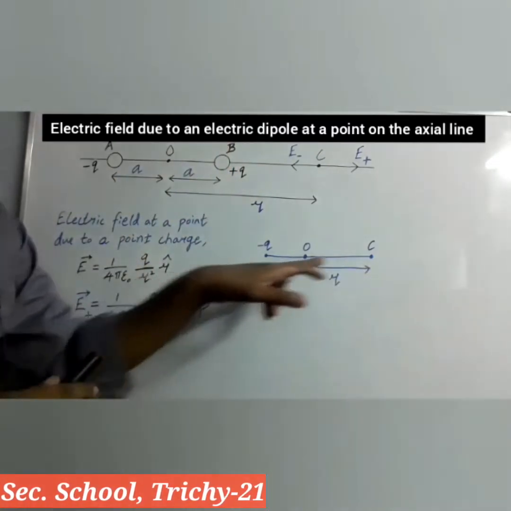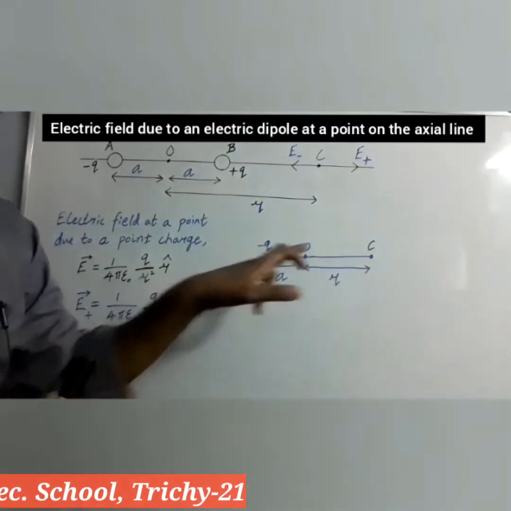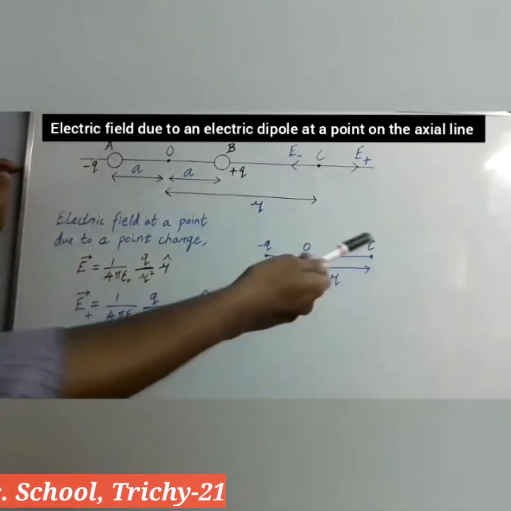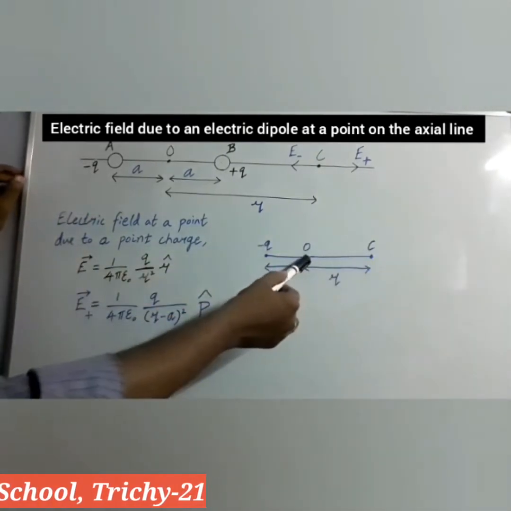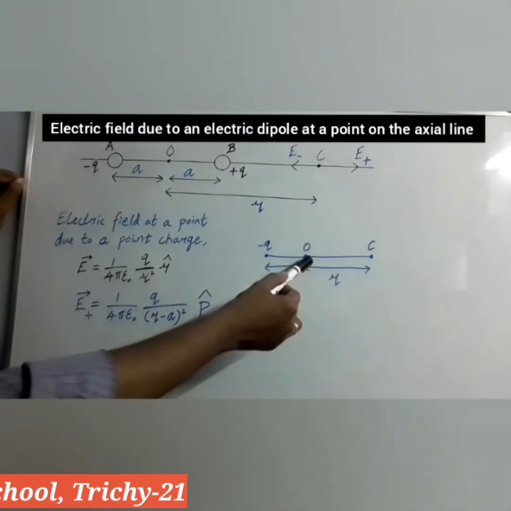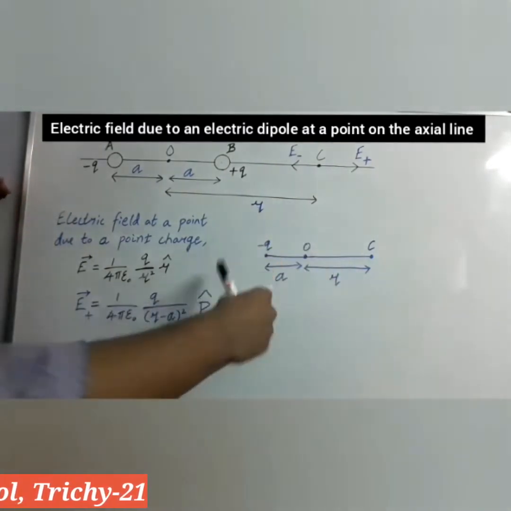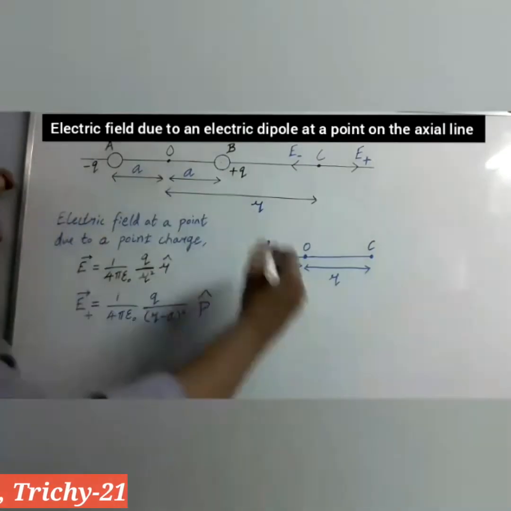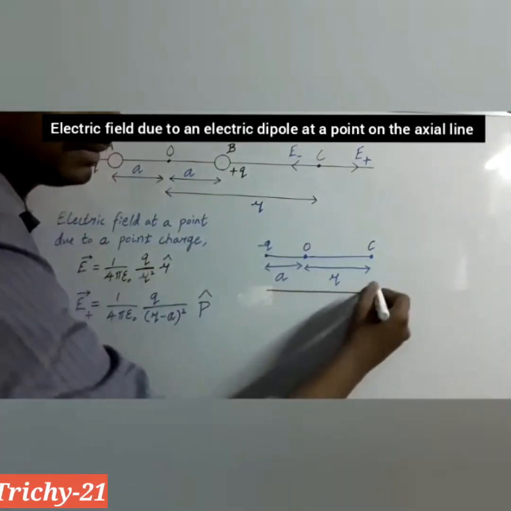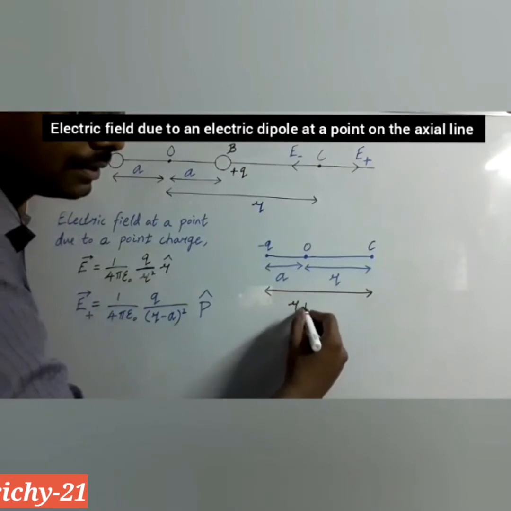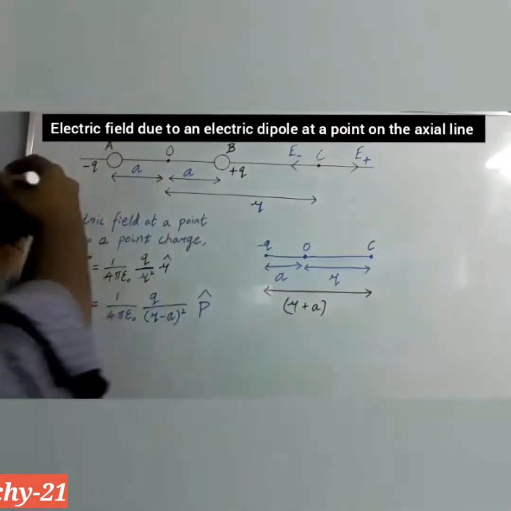Now you have to find the distance between the point A, that means the negative charge, and the point C. So this is easy. From C to O, what is the distance? R. From O to the negative charge, what is the distance? A. So what is the total distance? R plus A. Then what is the distance between point C and the negative charge? Total distance is R plus A.